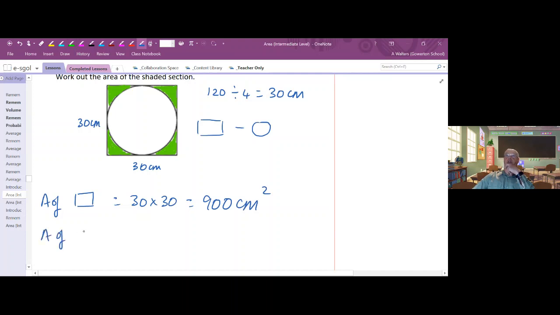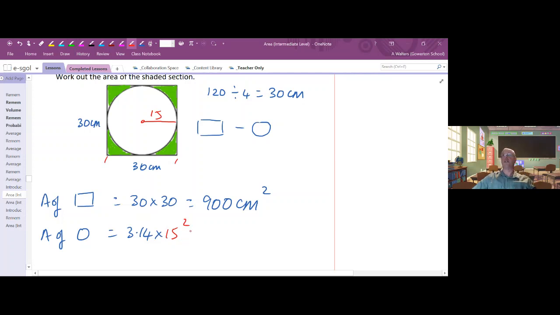Area of the circle, which we are going to cut out, is pi r squared again. So 3.14 times, and this is where we've got to take our time on it. The radius is not given to us. The radius is not 30, the diameter is 30. The radius, diameter goes from there to there. The radius is 15, it's half the diameter. So that's what we need to do.